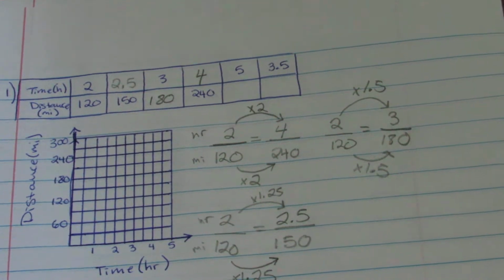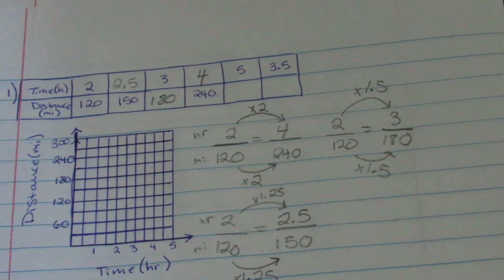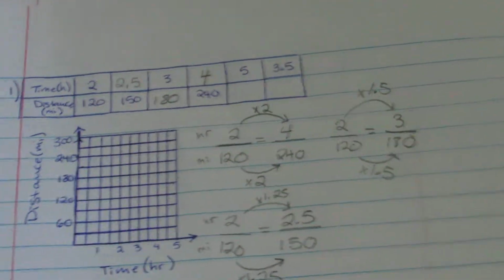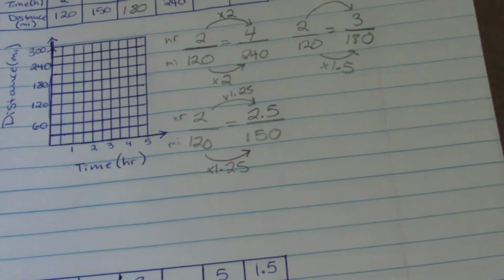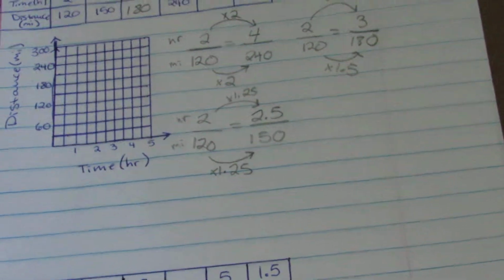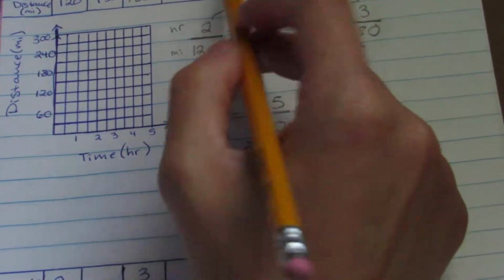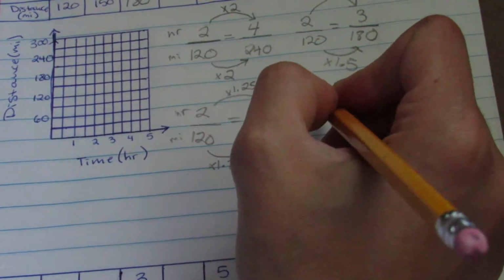So I want you to try 5 and 3.5 on your own, and then I'm going to go over it. If you want to pause the video, you can. I'm going to keep going. So pause and solve for 5 and 3.5, okay? Alright, so hopefully you solved for 5 and 3.5, the hours. I'm going to go ahead and solve for them down here.